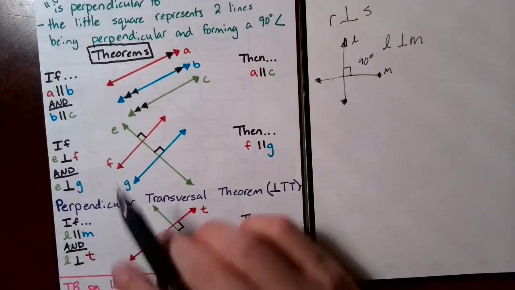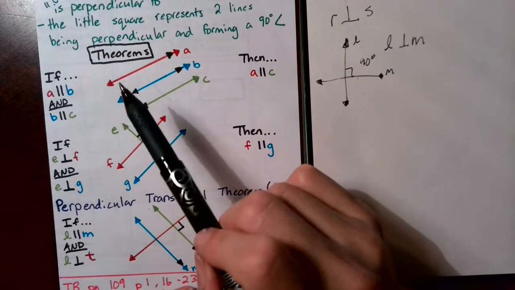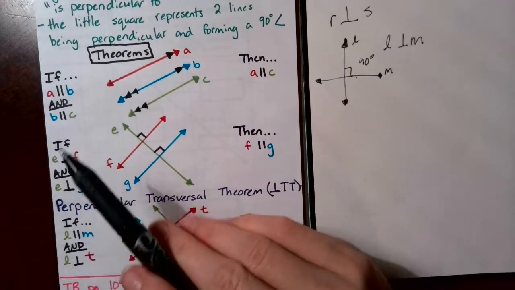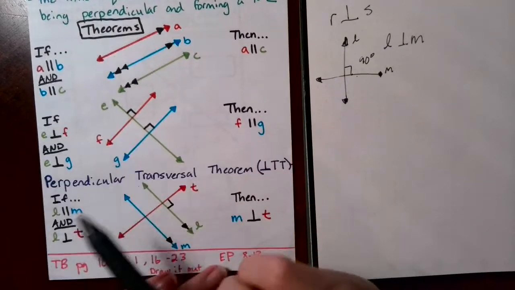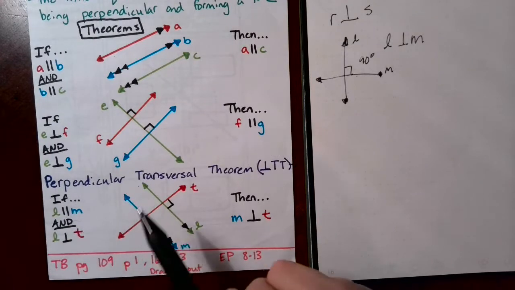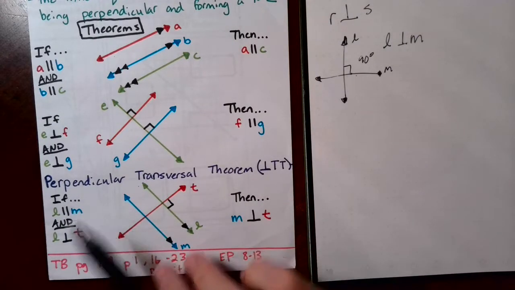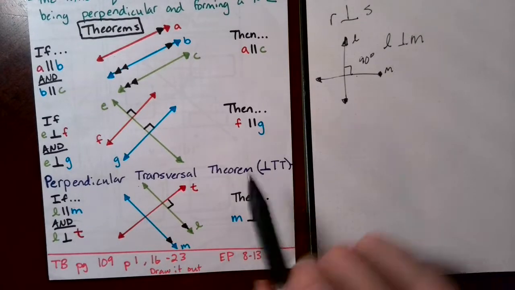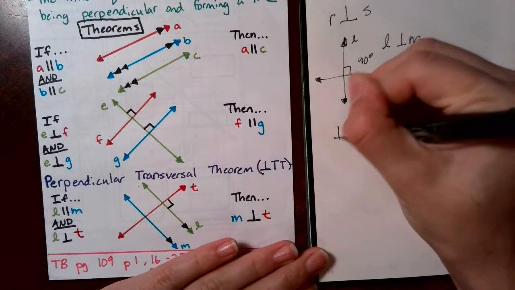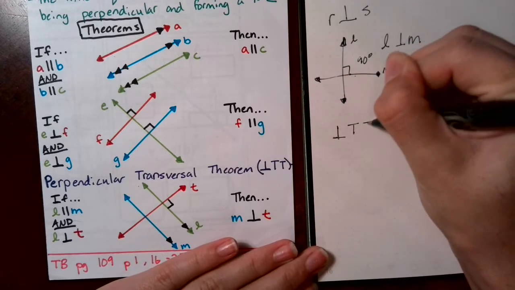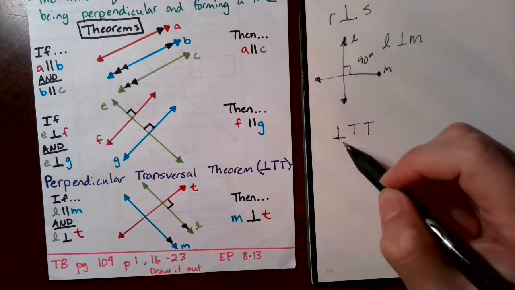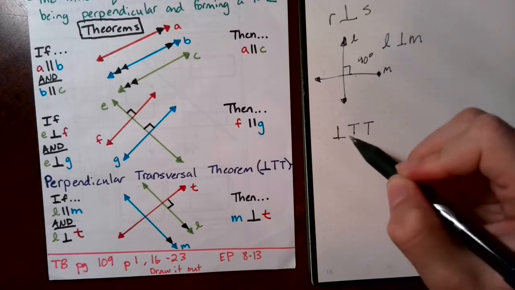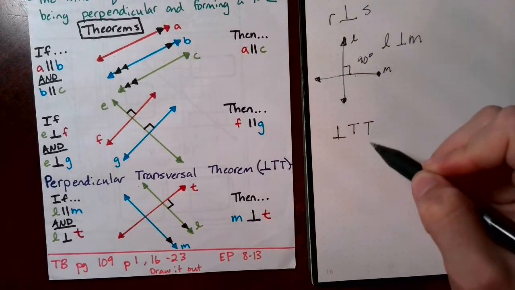Okay, the last one actually has a name. So these two, we're not too worried about what they're named, and so we don't need to stress too much about that. This last one does have a name, and we use the name. It's the perpendicular transversal theorem. And so the way we write that is an upside down T and then capital T, capital T. Okay, it's a lot of T's. So this is perpendicular transversal theorem.